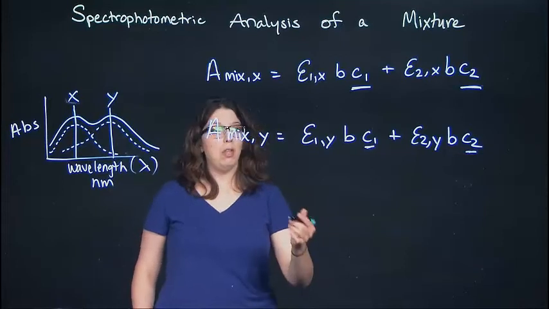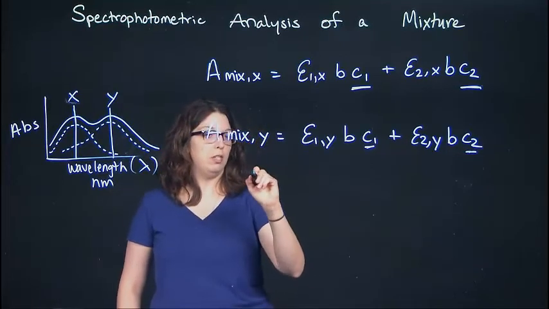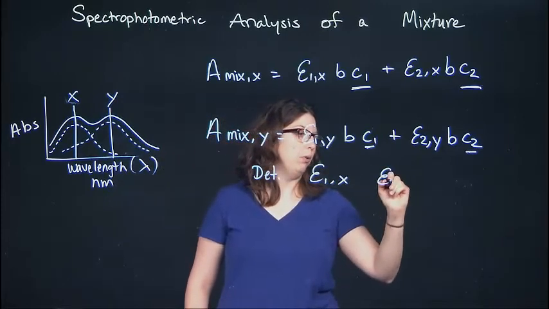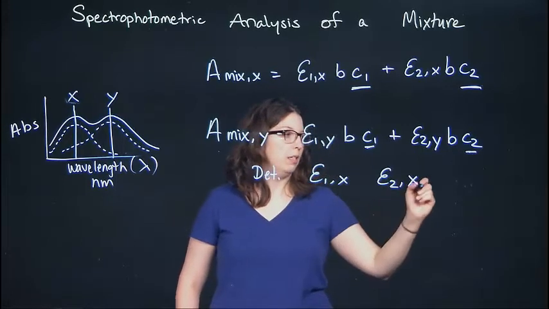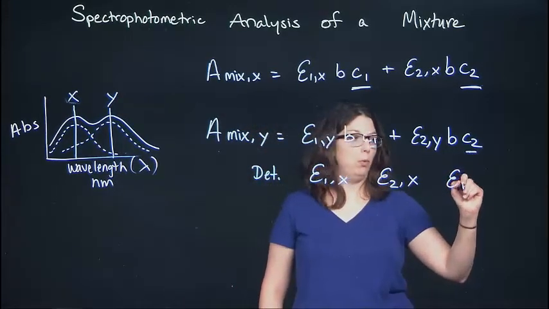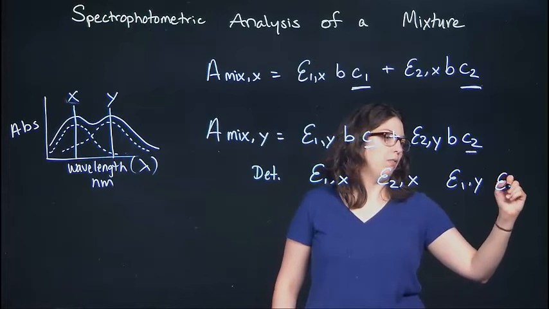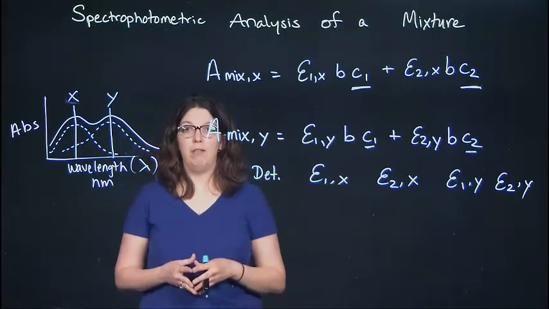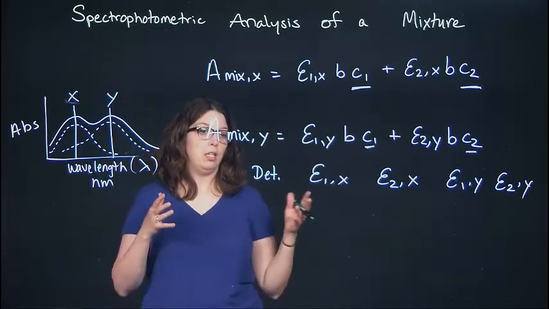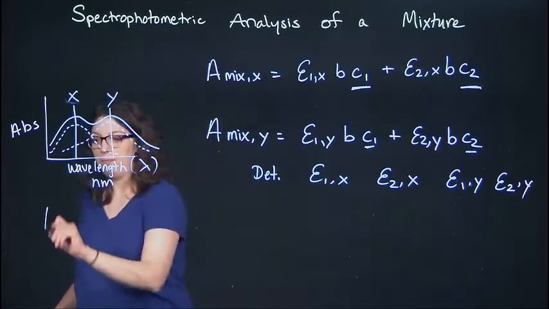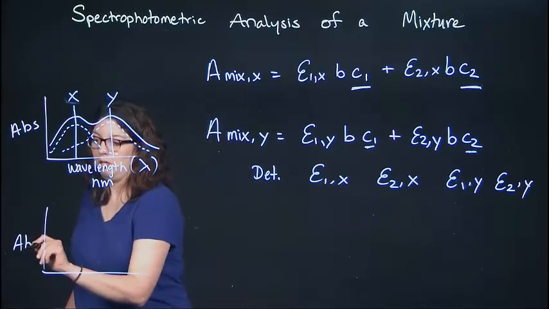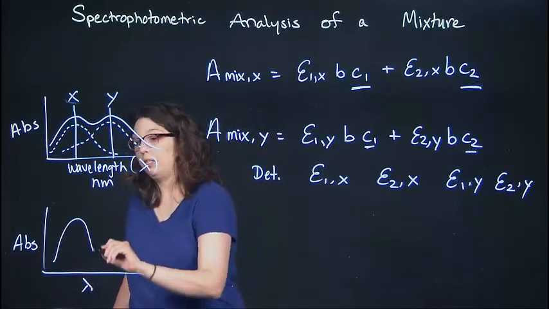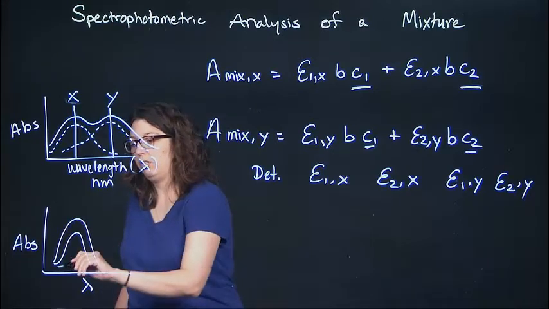So what we need to do then is determine molar absorptivity of component 1 at wavelength x, molar absorptivity of component 2 at wavelength x, molar absorptivity of component 1 at wavelength y, and molar absorptivity of component 2 at wavelength y. Now we can do this if we have solutions of the individual components of that mixture, which we will. And so what you're going to do is measure the absorbance for each of the components with different concentrations.